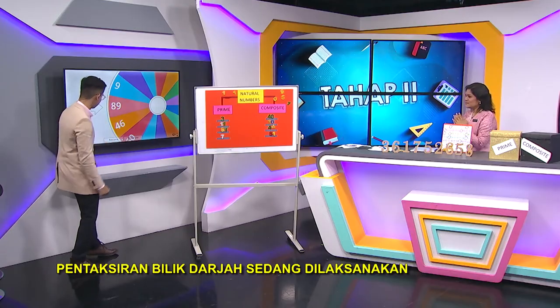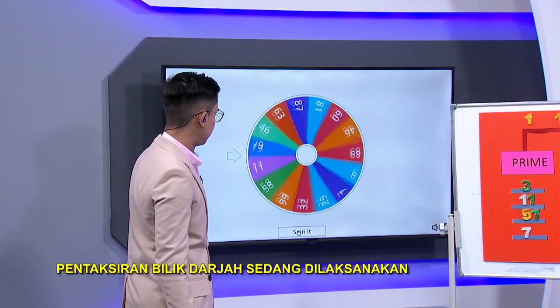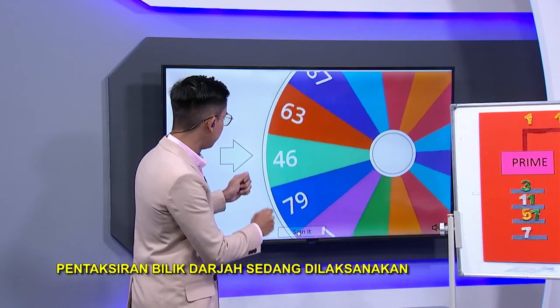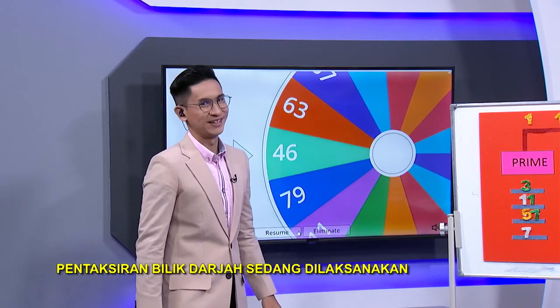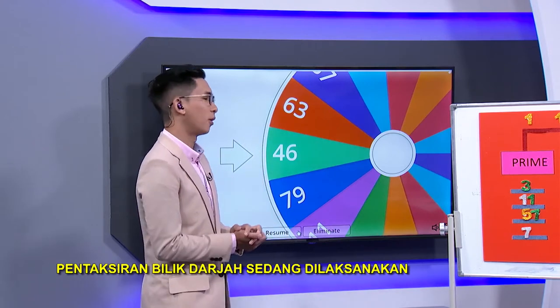Okay, resume and spin it. All right, and what is the lucky number? 46. This is easy because 46 is an even number. So the answer is definitely a composite number.